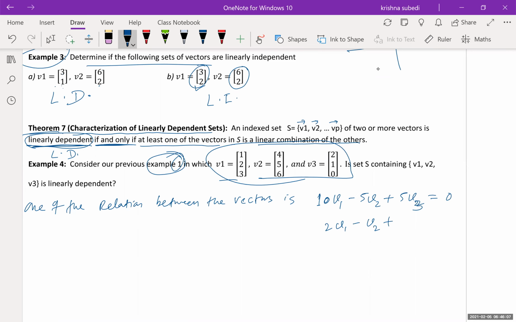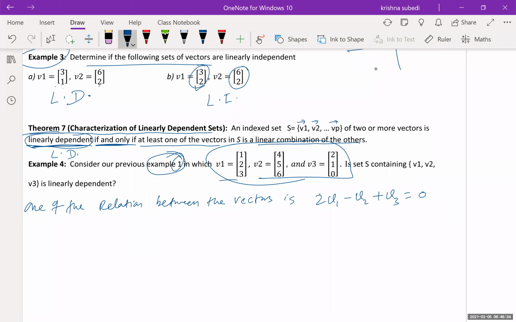V3. Yeah, V3. Let me just write it this way. I think that will be easier. So let me write 2 V1 minus V2 plus V3 equals 0. Is that relationship true?